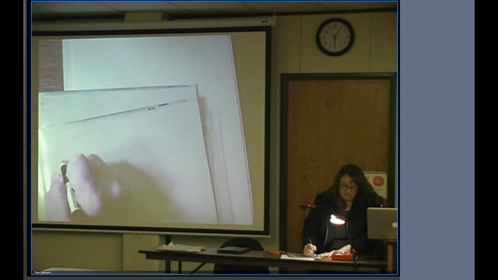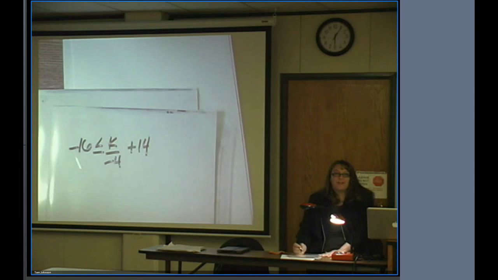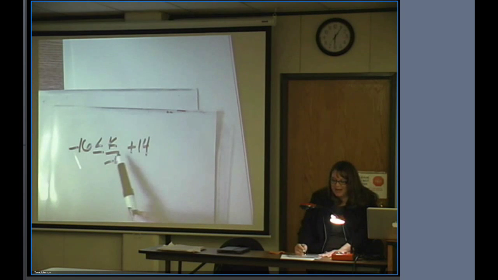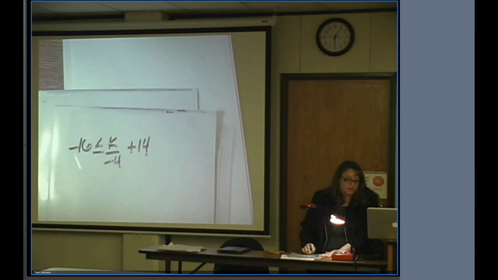Okay, so one of the questions that was asked was on the algebra section, and it was dealing with the inequality, which was negative 16 is less than or equal to k divided by negative 4 plus 14. So when you're dealing with this one, the first thing you want to do is look to see where your variable is, and you can see we've got add 14 on the same side with the variable, and we have a divide by negative 4 on the same side with the variable.